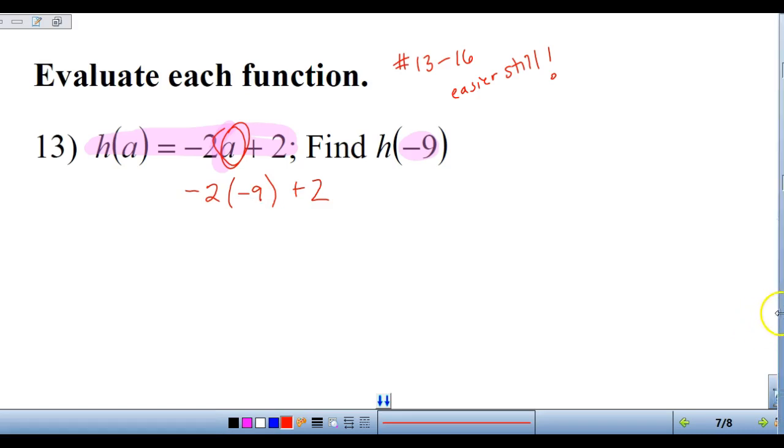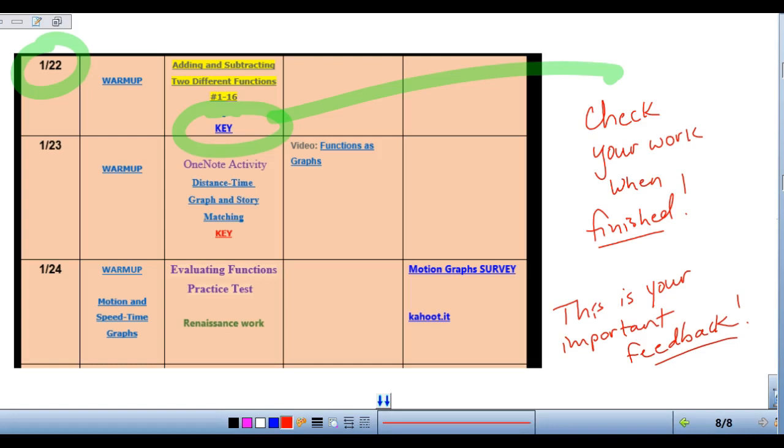Now when you're all done trying everything, check the key, okay? And if you get them wrong, see if you can check with someone near you and figure out where you went wrong. Was it a sign? Was it forgetting to do one function separately from the other function before you combined them? Or did you do just fine? And if you did just fine, there might be someone you can find that you could help.